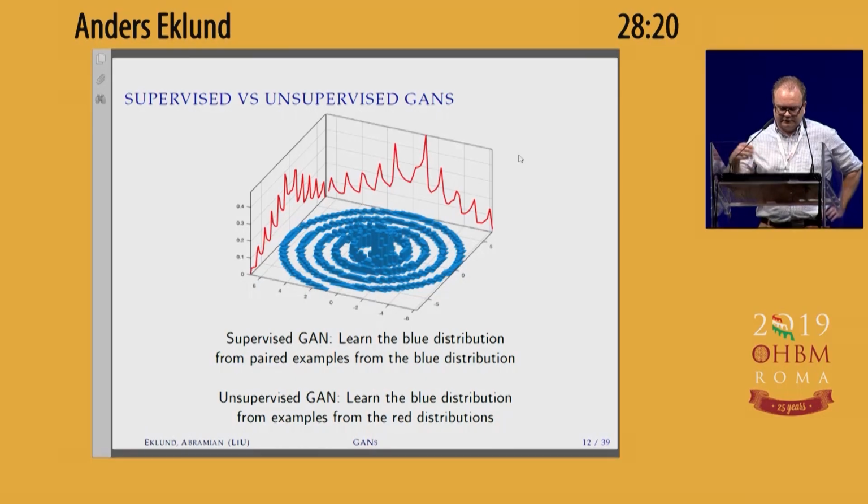So we can think of it like this, that if you have a supervised GAN, you want to learn this blue joint distribution, and you get paired samples from this blue distribution. So then it's not very hard to learn the distribution, but for an unsupervised GAN, you only have samples from the two red marginal distributions. And from these samples, you have to learn the joint distribution. So an unsupervised GAN is a much harder problem, but you can use it for many more applications.